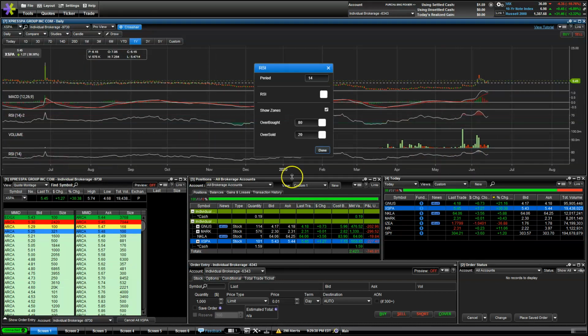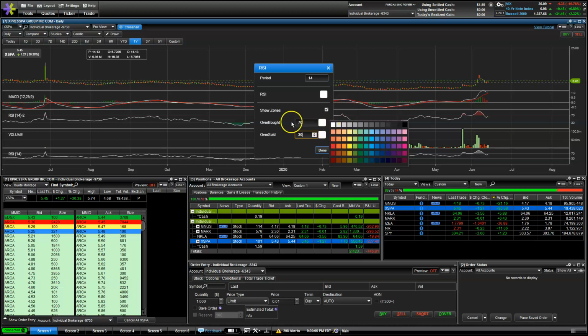I have mine edited. I keep the period the same, RSI 14. You can change it however you want, but I like the 14. You can change your line color, and this is the key thing to go ahead and change. You want overbought to be anything over 70 and oversold anything under 30. You can keep all this the same too, but if you want to change the color palette, you can do that.